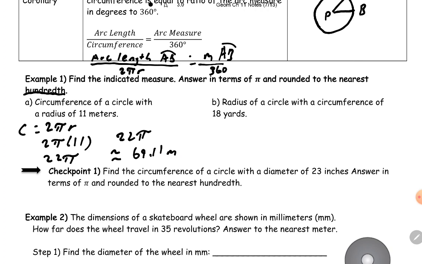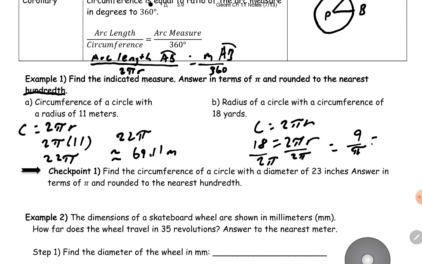Okay, radius of a circle with circumference of 18 yards. So now we're going backwards. They give us the circumference, and we're looking for the radius. So circumference, 18, equals 2 pi times the radius. We're going to divide by 2 pi to both sides, and we'll get 9 over pi equals r yards. And as a decimal, this would be 2.86 yards.